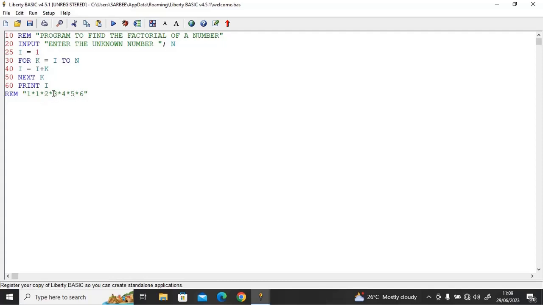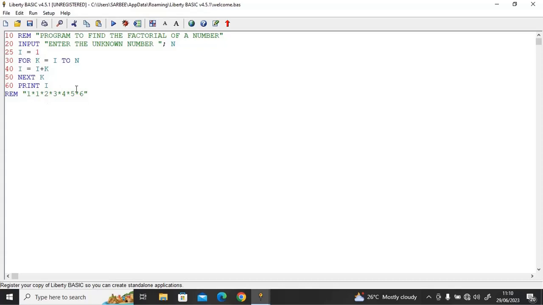1 times 2 is 2. 2 times 3 is 6. 6 times 4 is 24. 24 times 5 is 120. 120 times 6 is 720. So that is what we do: 2 times 3 is 6, 6 times 4 is 24, 24 times 5 is 120, 120 times 6 is 720. This is how we multiply one after the other. So this is how factorial works.